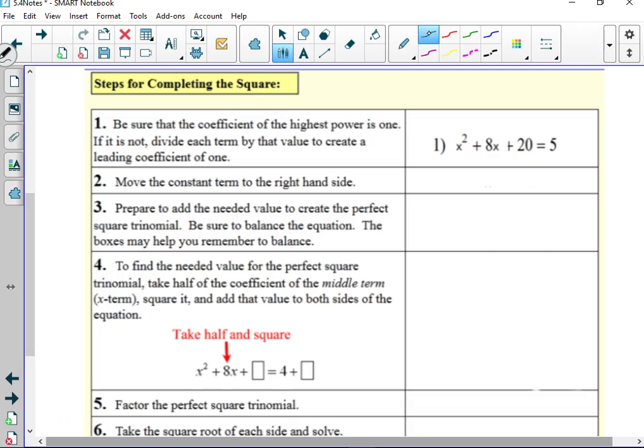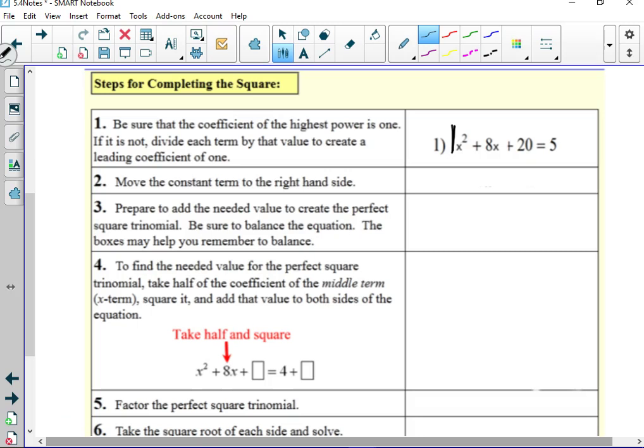So first off, you got to be sure the coefficient of the highest power is 1. So this has to be 1. There cannot be a number higher than 1. X squared has got to be by itself. So in that case, we're good to go.